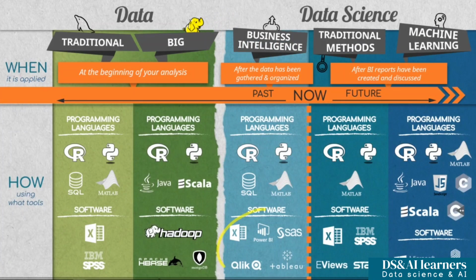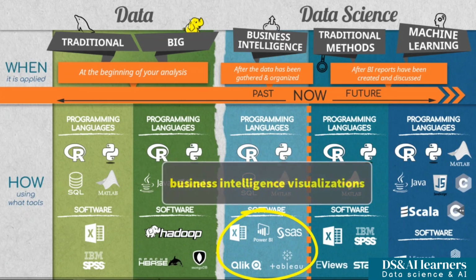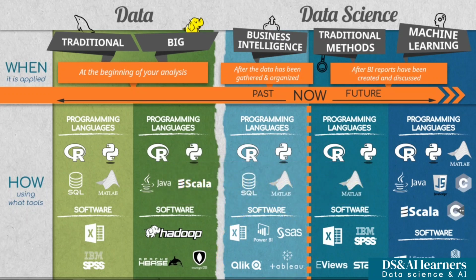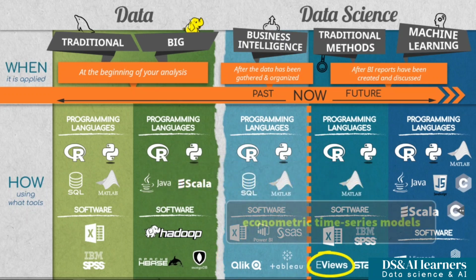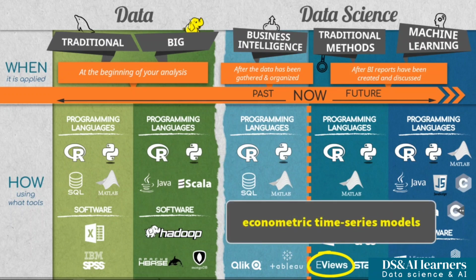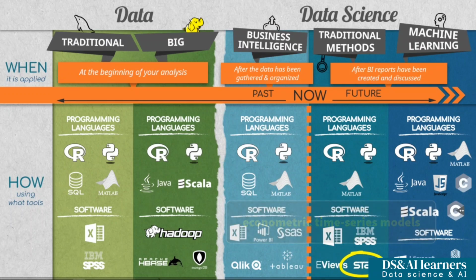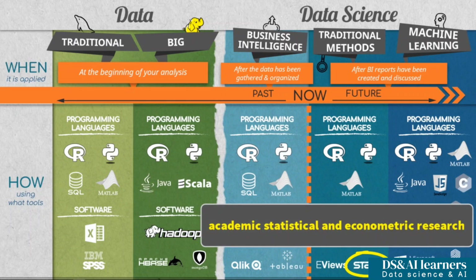Power BI, SAS, Qlik, and especially Tableau are top-notch examples of software designed for business intelligence visualizations. In terms of predictive analytics, eViews is mostly used for working with econometric time series models, and Stata for academical, statistical, and econometric research, where techniques like regression, cluster, and factor analysis are constantly applied.